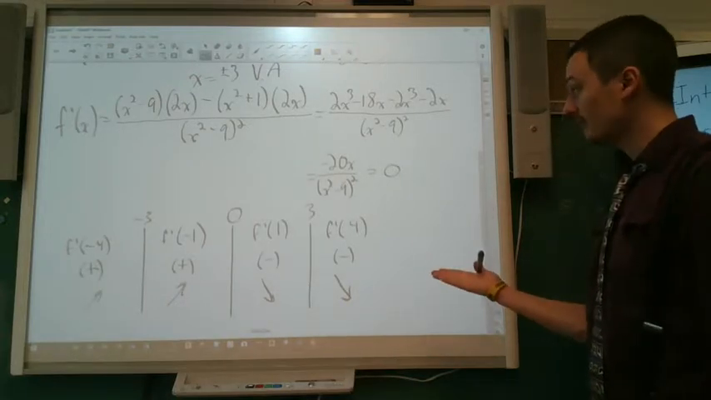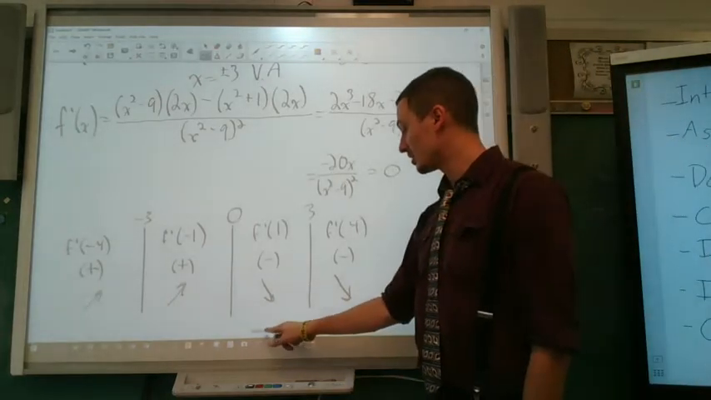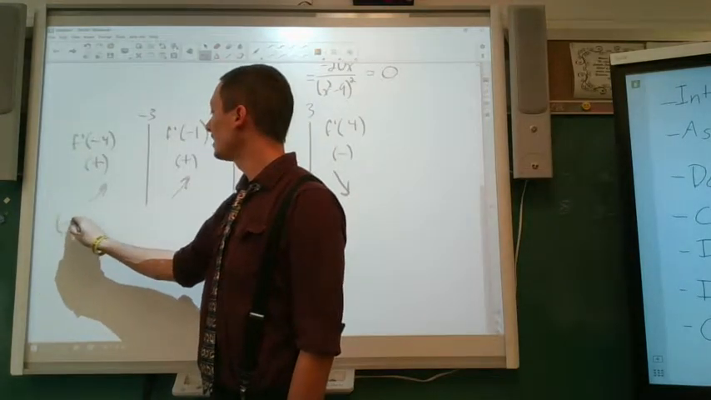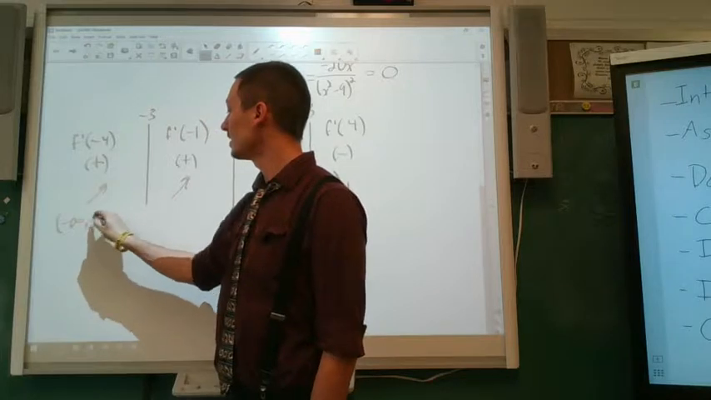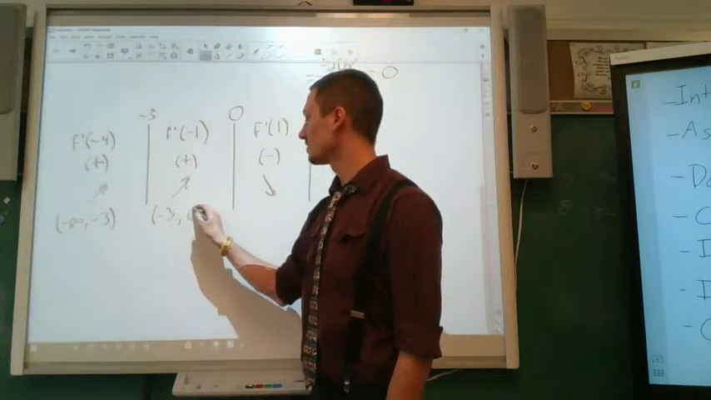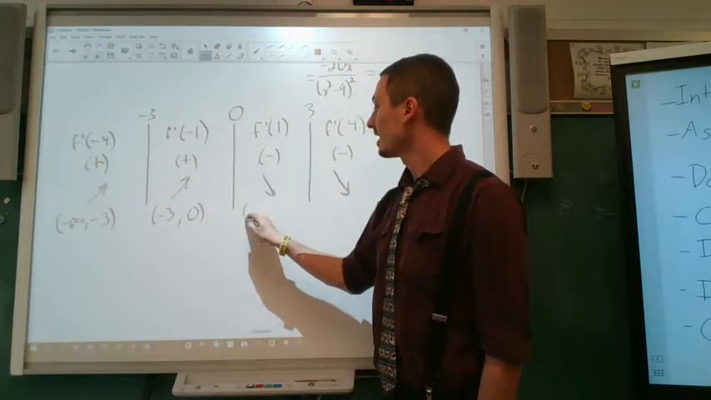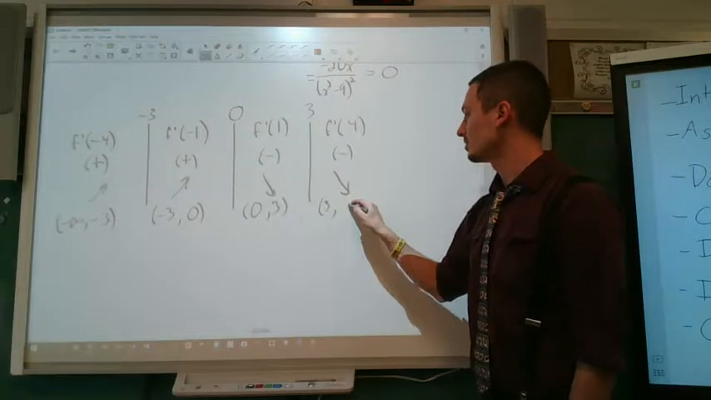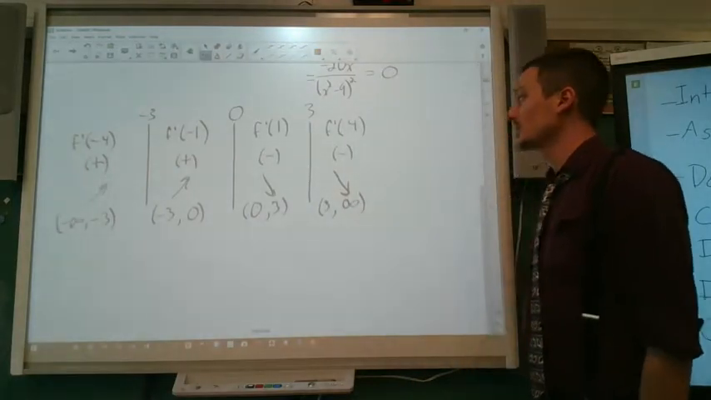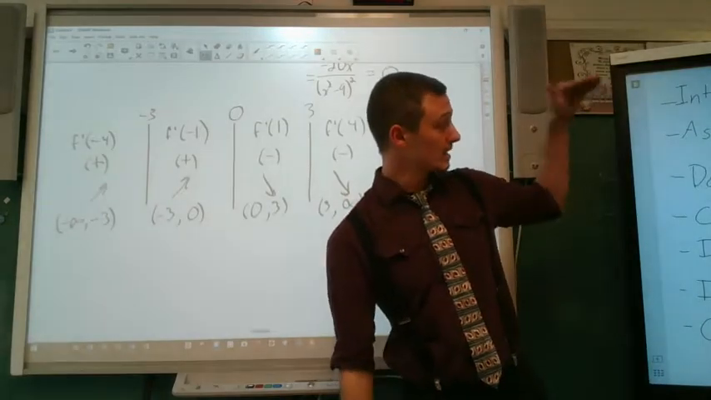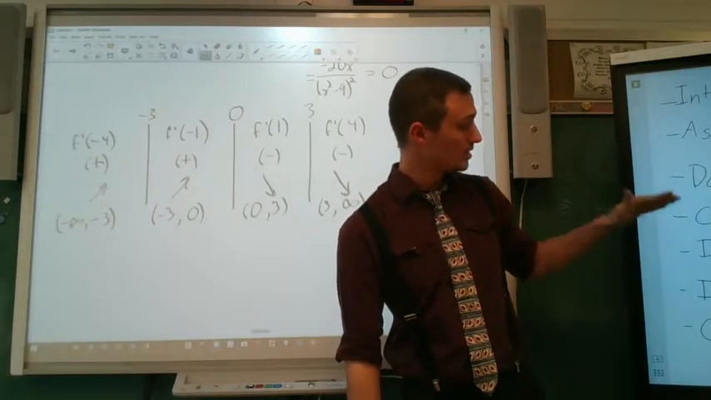So we have our domains of increasing, decreasing. Let's write them out just to be concise. Negative infinity to negative 3 is increasing, and then negative 3 to 0 is increasing, and then 0 to 3 is decreasing, and then 3 to infinity is also decreasing. Great. So we have intercepts, asymptotes, domain and range, critical points, increasing, decreasing.